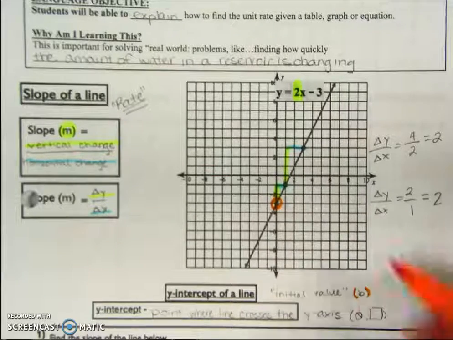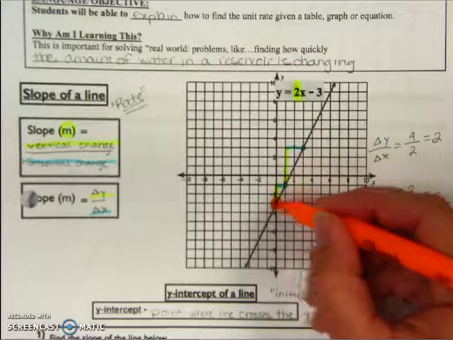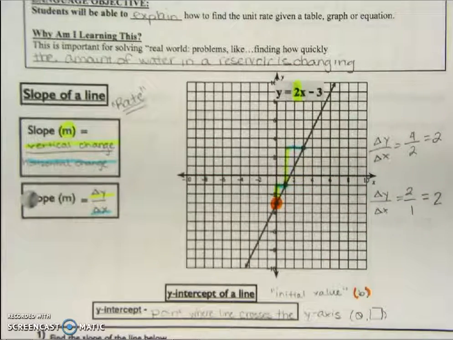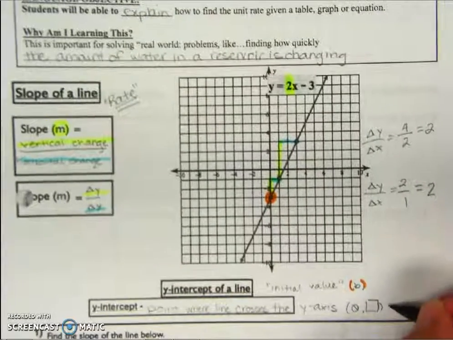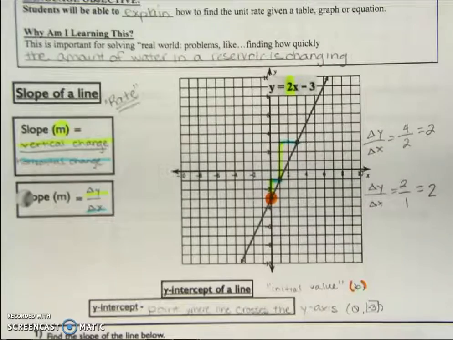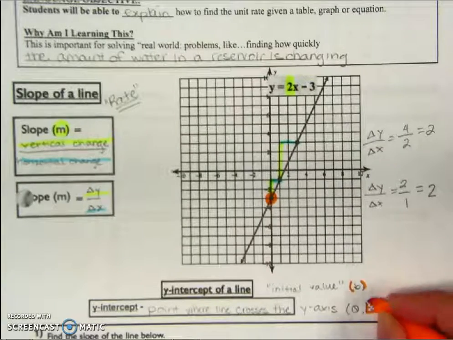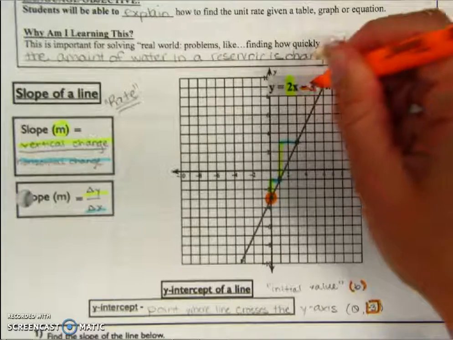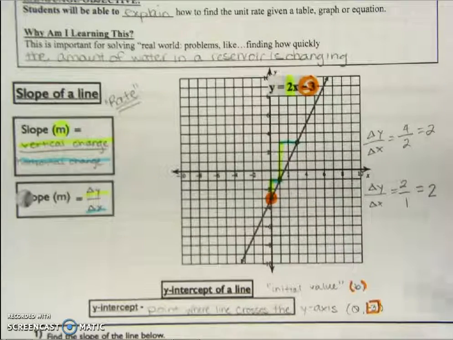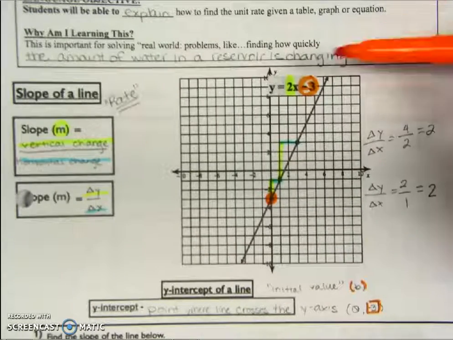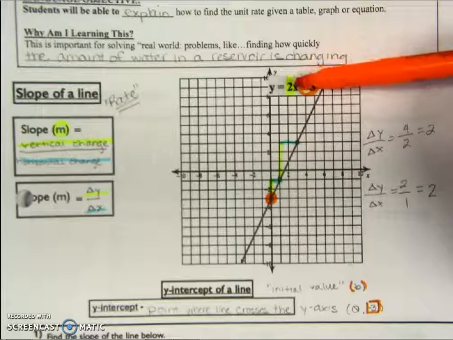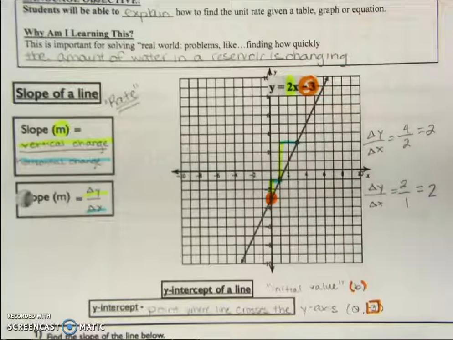So on this equation in particular, we see X equals 0 when Y equals -3. And so we would write that the y-intercept here is (0, -3). And we see that show up in the equation right at the side here. There's our -3. That is our initial value. Another way to see this is y = mx + b. So Y equals the rate times the X plus the initial value.